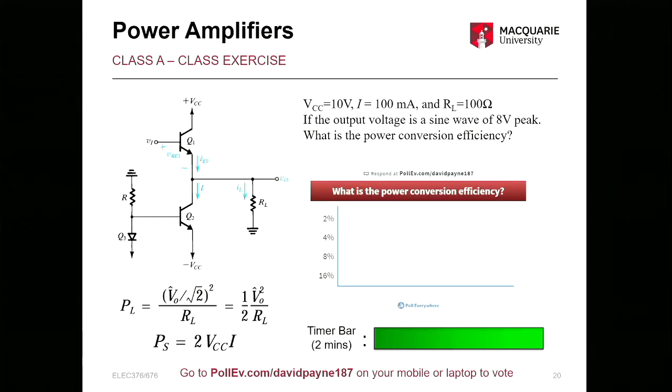All right, so we have another class exercise. Same parameters as before. If the output voltage is an 8-volt peak-to-peak sine wave, what is the power conversion efficiency? And I've got the equations up there to make that a bit easier.